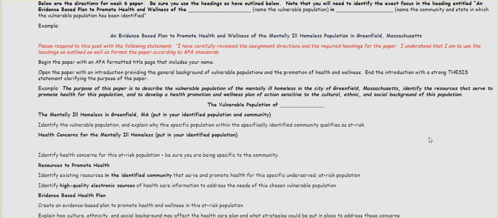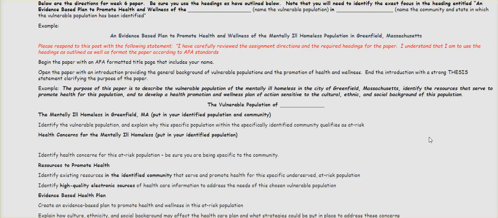So identify the really important health concerns, like, for example, the mentally ill homeless would be some major health concerns, obviously, would be health concerns related to their mental illness. Safety is a health concern. Security, safety, and shelter for the homeless is a health concern. Follow up on chronic illnesses. When you look up your population, you should find what are some of the key health issues that are specific to that population. The one I chose really has quite a list.